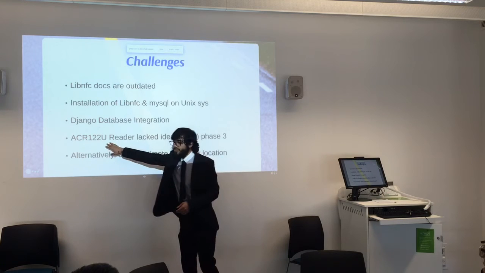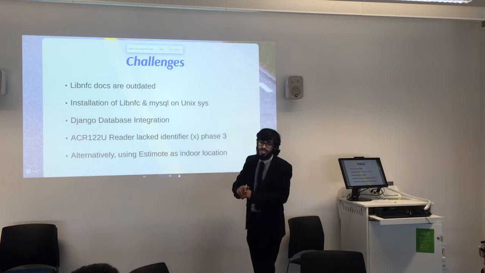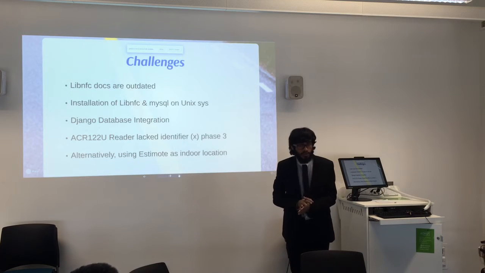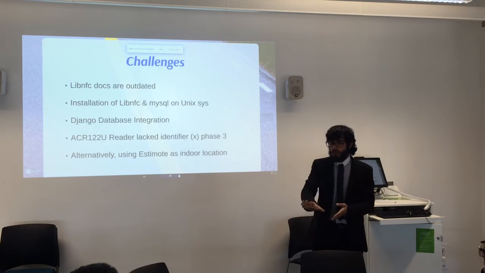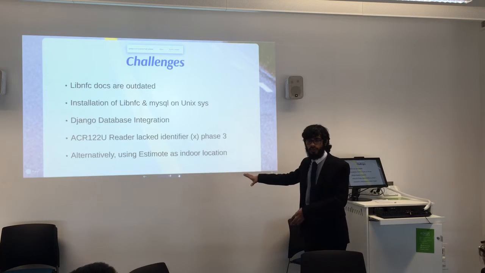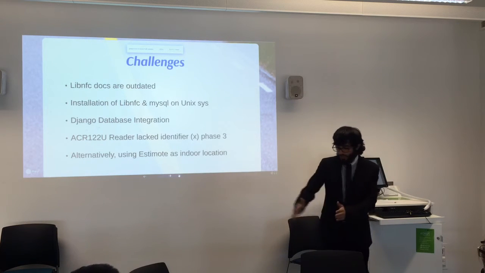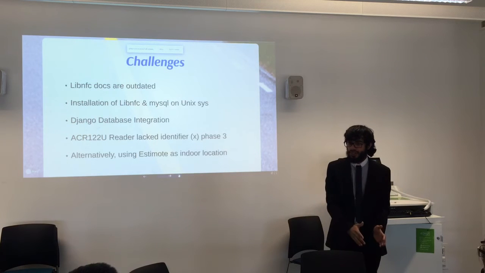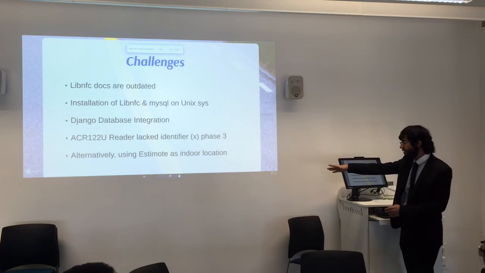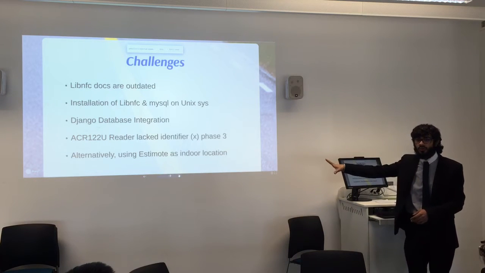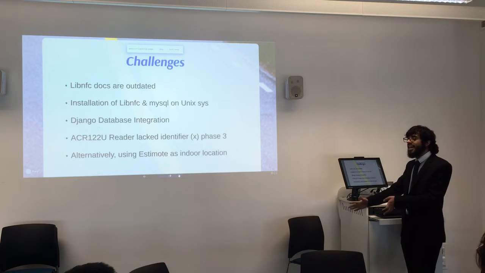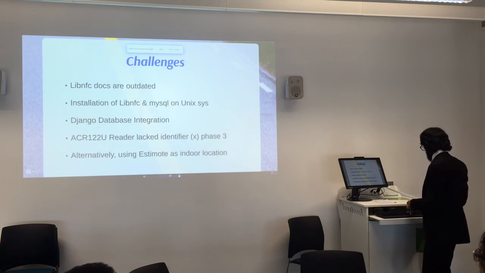This is the name of the NFC reader I used. One of the challenges was that it did not have its own identifier. What do I mean by this? It's like a postcode. From the postcode, I can know where you are. This didn't have its own, let's say, postcode. I would not be able to have multiple readers and know automatically where the user is. So that was my challenge. Then I was thinking, alternatively, Estimote. Estimote could be my solution. It's a different technology, Bluetooth. It's not NFC, but that could actually solve the problem.